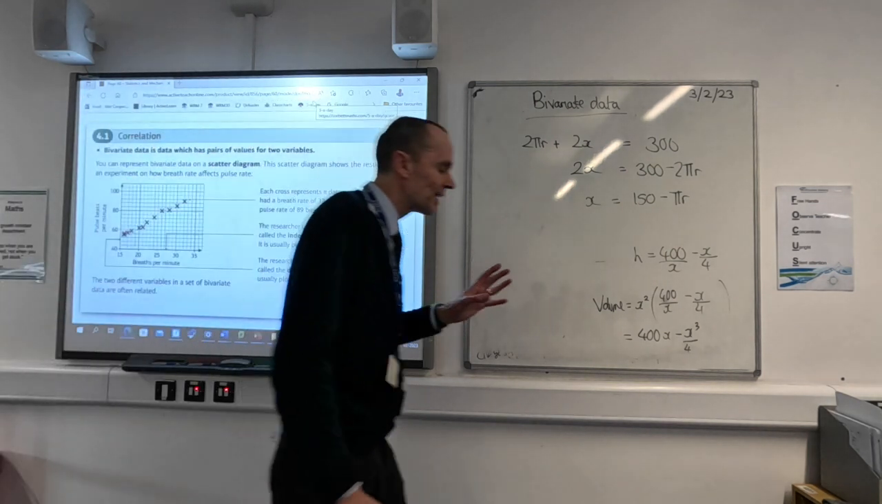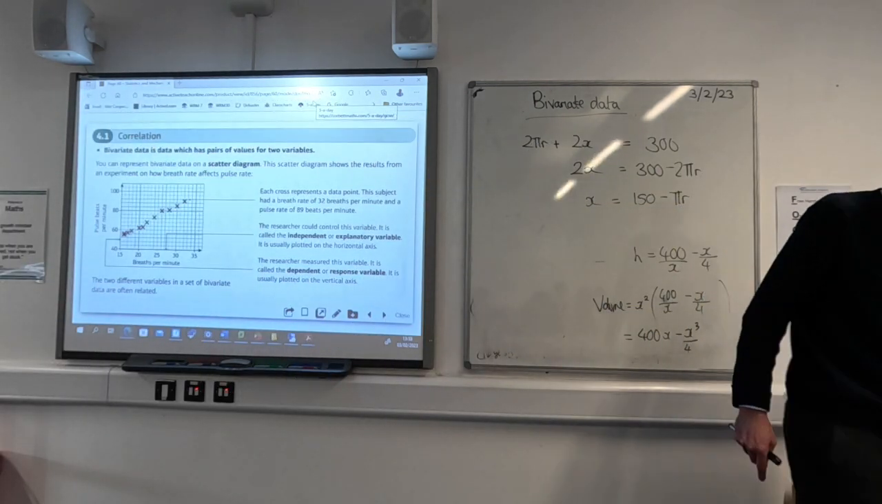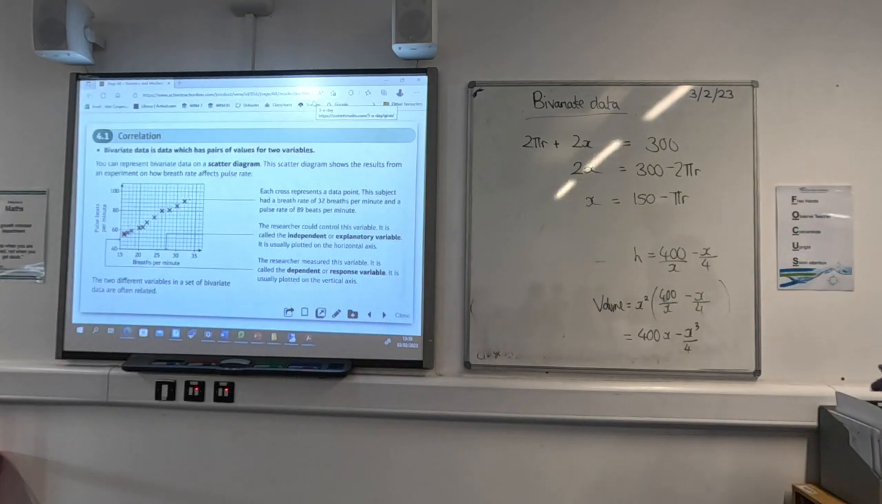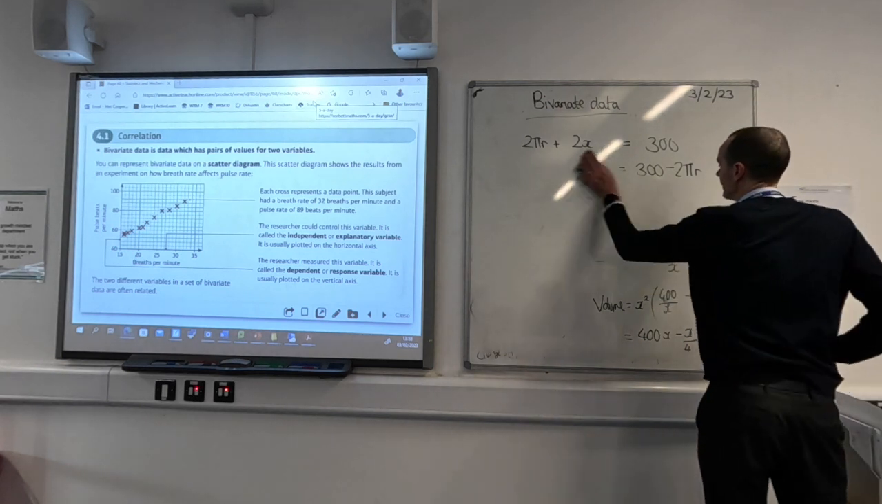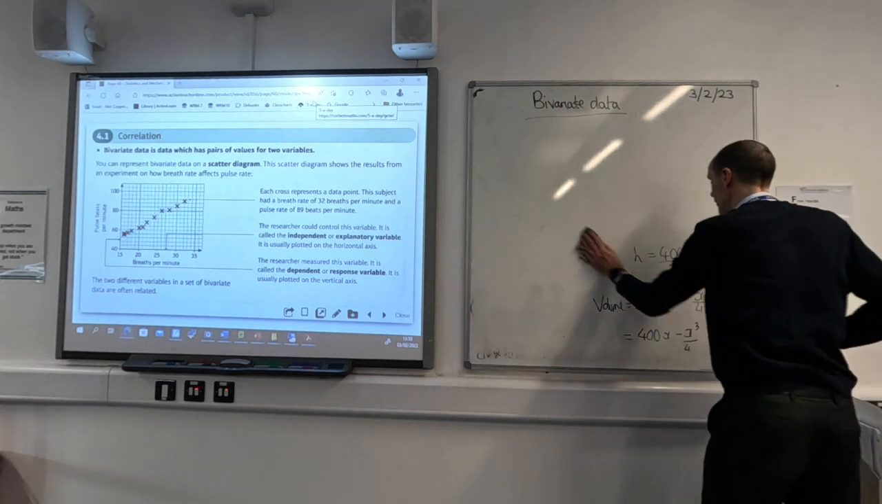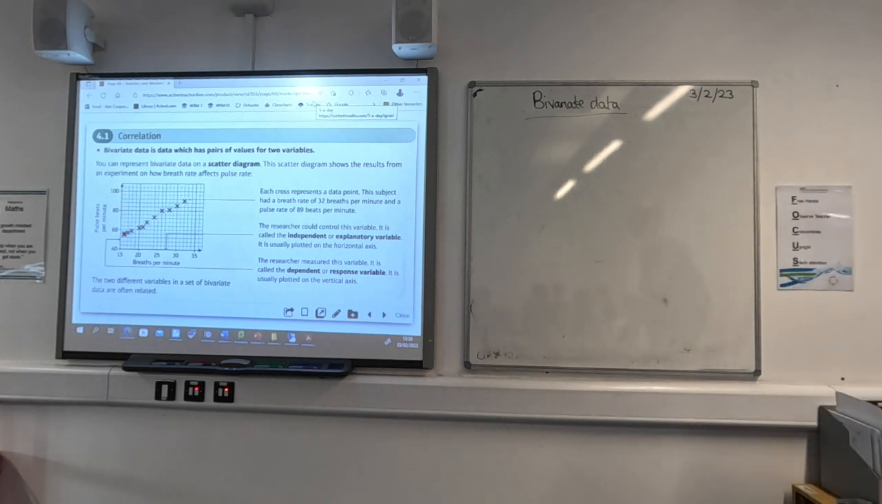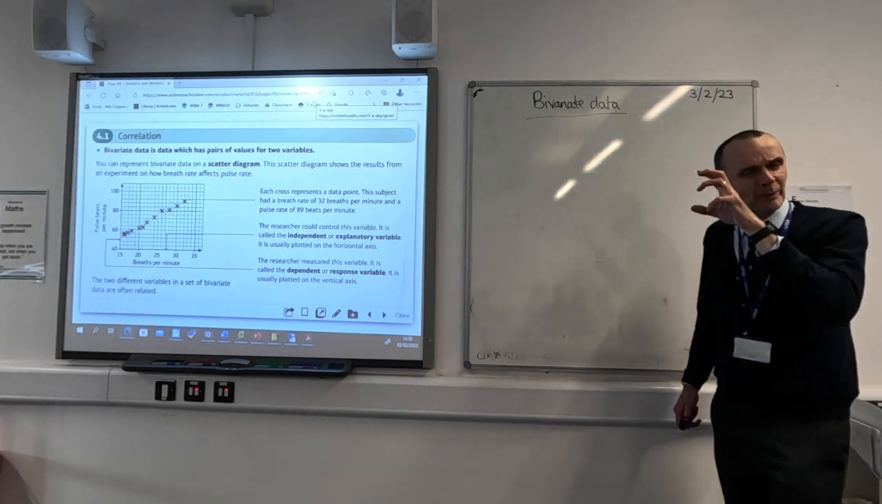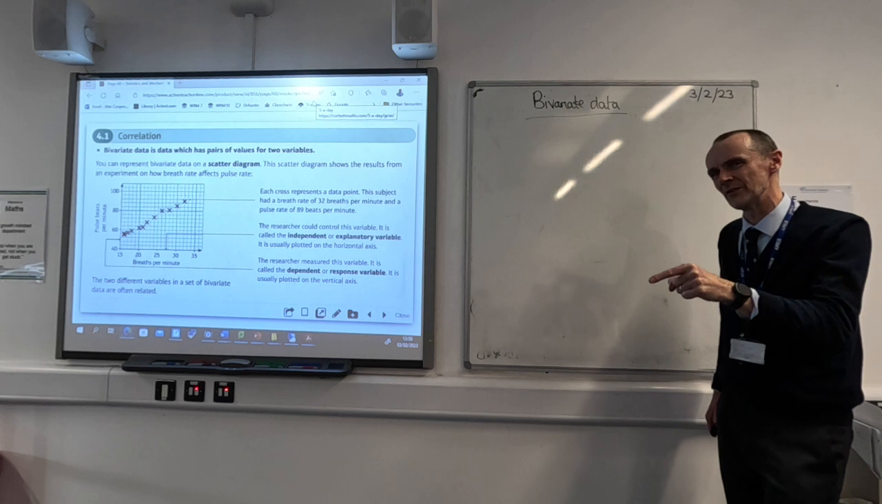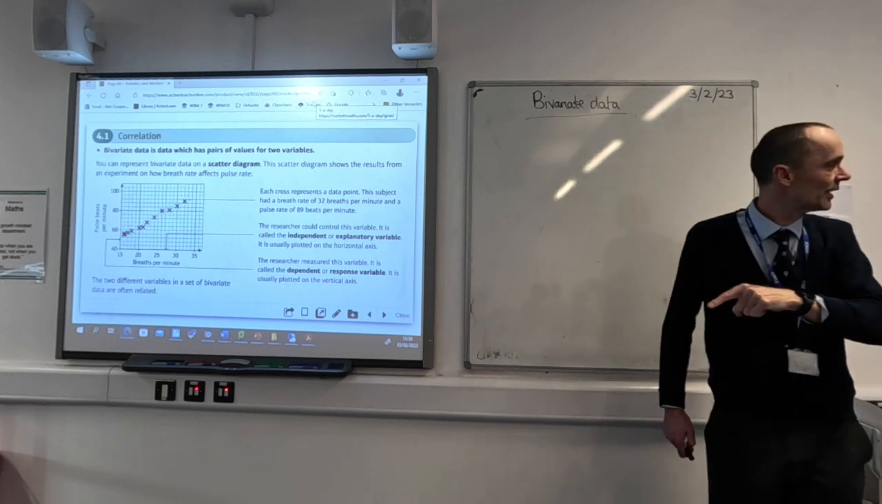So bivariate data is just data where you've got two variables. All right, that's it. Bivariate data, data where you've got two variables. And so it's the sort of data that we plot on a scatter diagram. And I just want to quickly whiz through some of the basics, but particularly how scatter diagrams at A-level vary from scatter diagrams at GCSE.